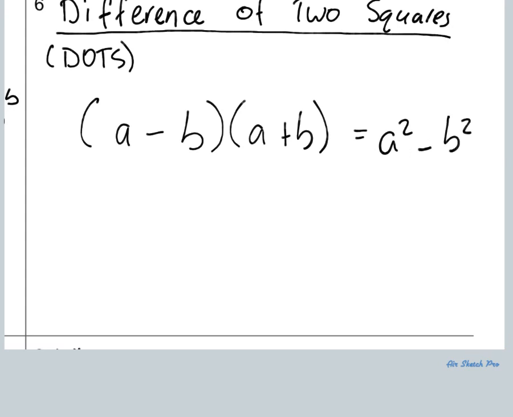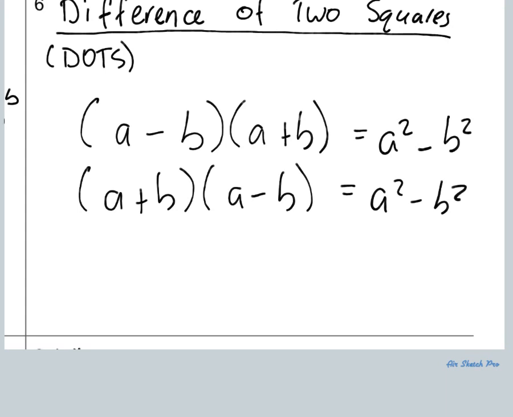Now, I just want to write this down as well, just so you've got it. It doesn't matter the order of the 2 binomials. So it can be A minus B times A plus B, or it can be A plus B times A minus B. Both of those give us the expansion A squared minus B squared. Notice that the order inside the brackets is important. So it has to be A minus B followed by A plus B. It can't be B minus A times A plus B. Okay, so the order is important in the subtraction.